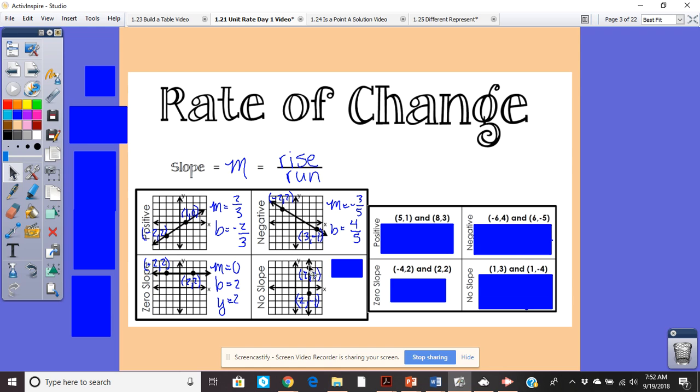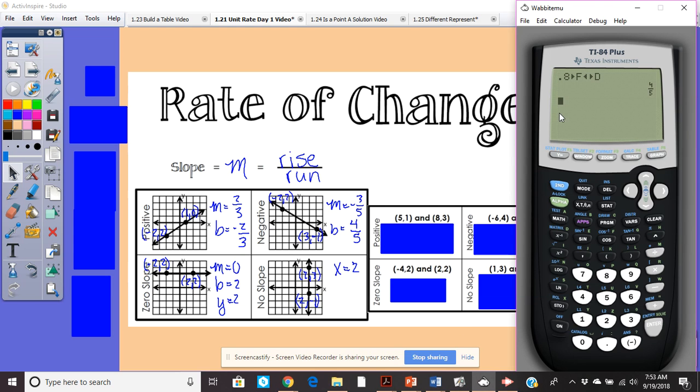And then finally on no slope, we've got these vertical lines. Remember that those are no slope, they're undefined, and these are the only linear equations we're going to have that start with x equals, and they're going to equal whatever your x value is. So x equals 2.